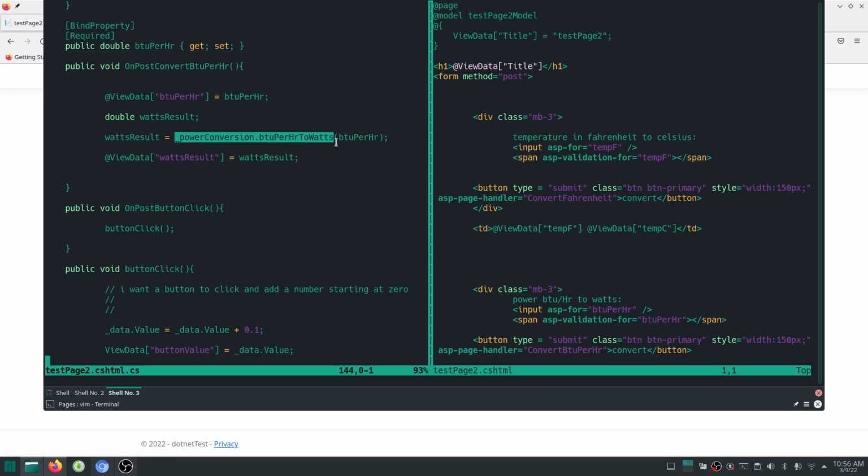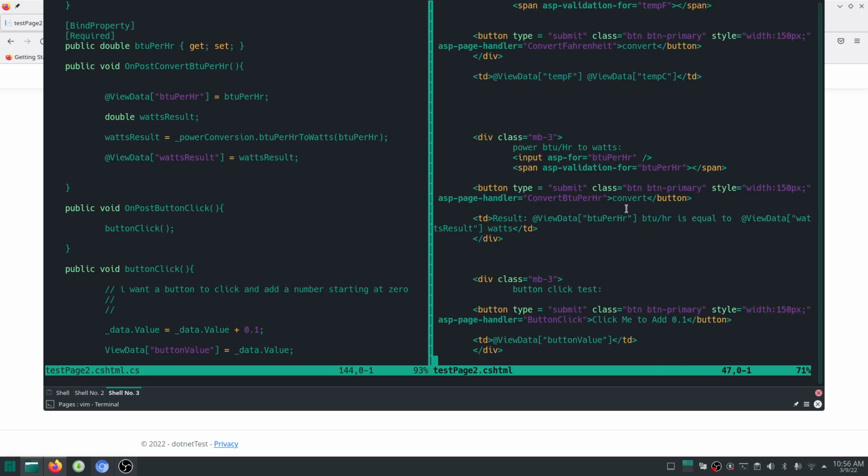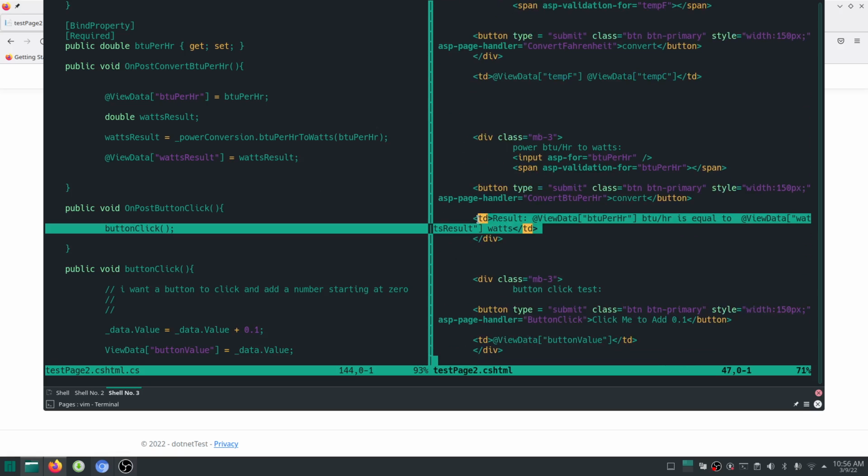So this is the function within that dependency, which is power conversion. And then I put in the BTU per hour user input, and this becomes the watt result. The watts result will be pumped into the view data, and the view data will be displayed, as you can see right here, under this table item here.